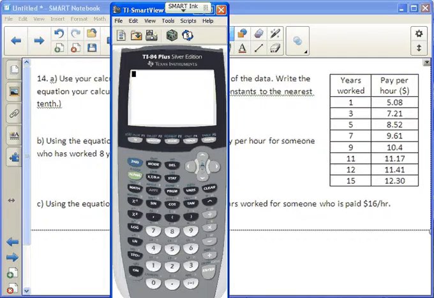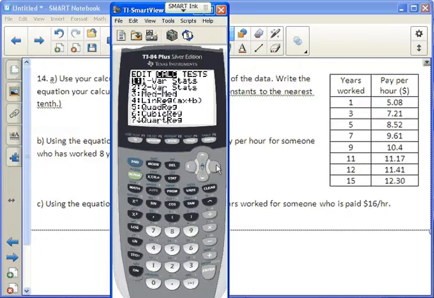So if you go to Stat, Edit, you want to make sure you plug them all in there. And then make sure your stat plot is on. So go to y equals, just make sure you go to plot 1, hit enter, make sure it's on. Then go to Stat, Calc, and you want to go all the way down to where it says Power Regression. Okay, sorry, I went a little too far. There we go. It's A, Power Regression, hit enter.